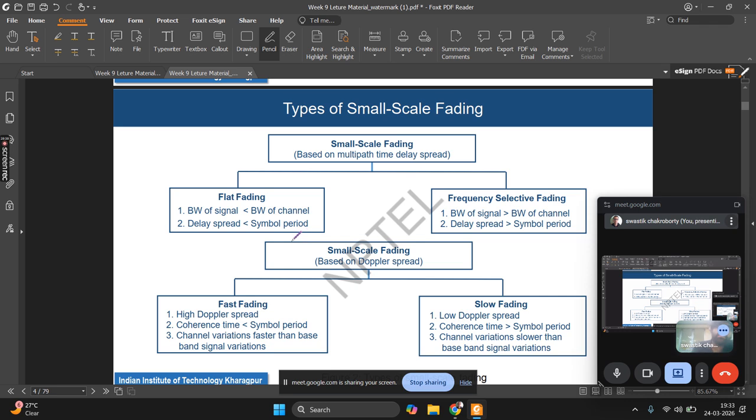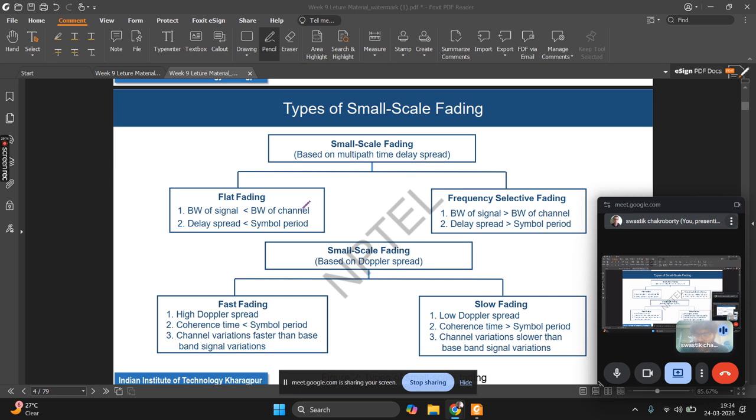There are two kinds of fading, really. One that affects the amplitude and one that affects the frequency. One happens due to delay, and one happens due to Doppler. Delay wise, there are two kinds of fading: flat fading and frequency selective fading.